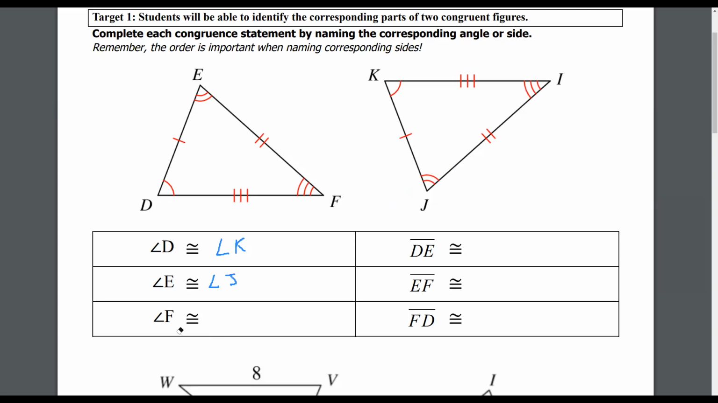Excellent. Next one, angle F. What does angle F correspond to? What is it congruent to, right? And angle F corresponds to, well, there's only one angle left to pick from, right? Angle I. So even if I didn't see the three arcs, I would know that.